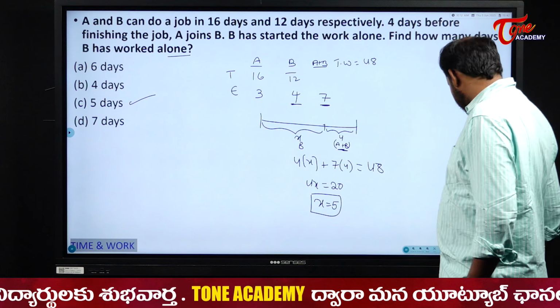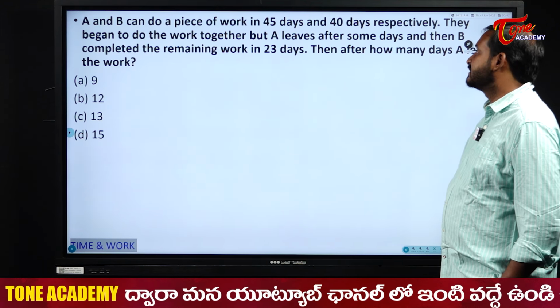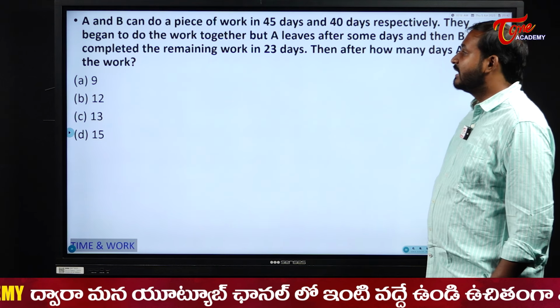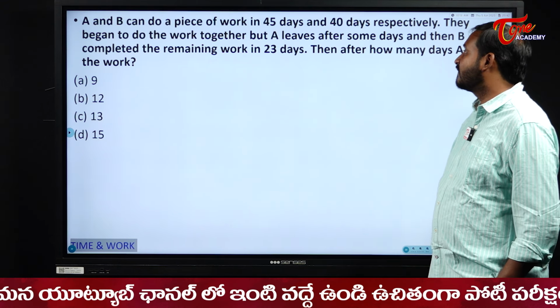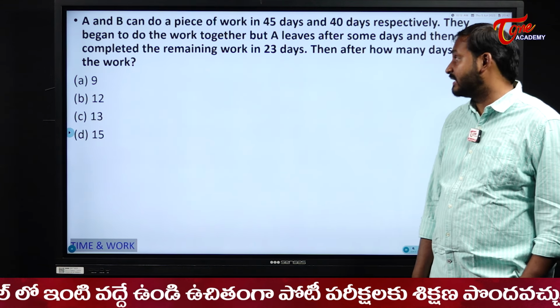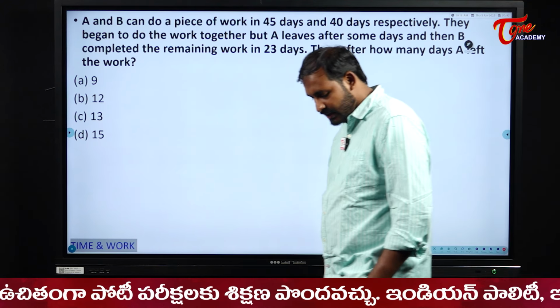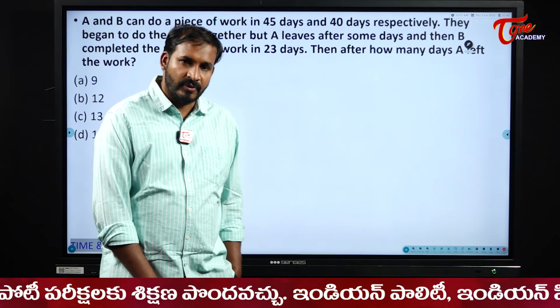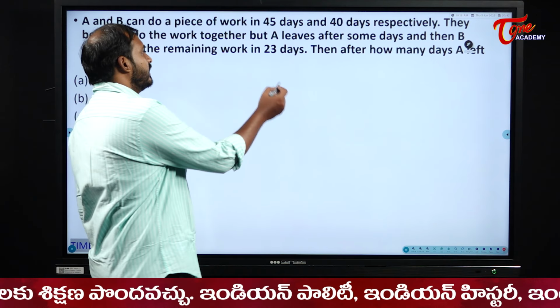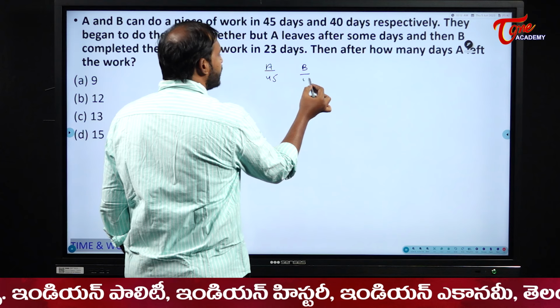Okay, right. Next one. A and B can do a piece of work in 45 days and 40 days respectively. They began to work together, but A leaves after some days, and then B completed the remaining work in 23 days. Then after how many days did A leave the work? That is the question for us. Pause the video and try to solve this one. A 45 days, B 40 days.